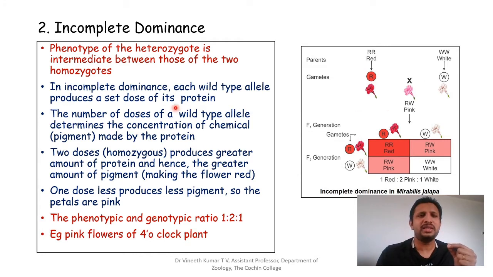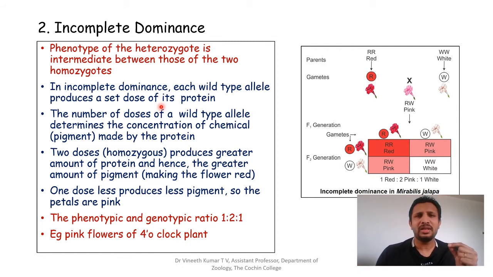So how can you explain this incomplete dominance? This is explained by the dose by which a particular pigment is being produced. In this case, it is regarding pigment because it is the flower color which we are discussing. So we are going to discuss how the pigments are produced, and at what rate the pigments are produced in this particular case.